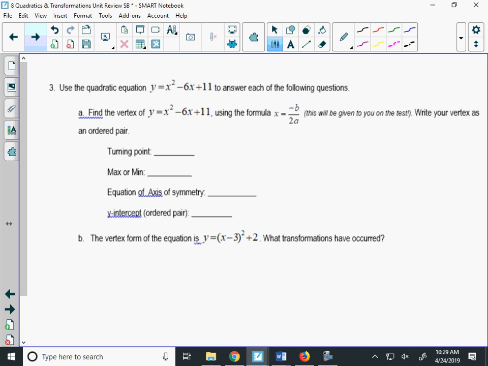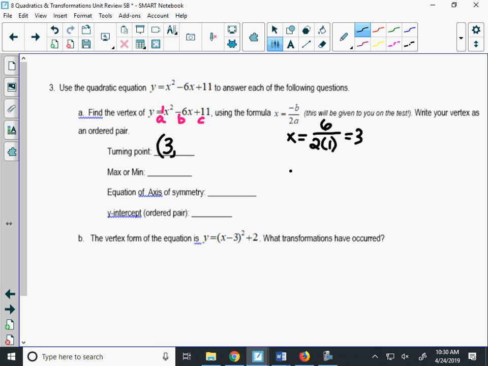All right, so you need to know what a, b, and c are in order to use this formula. So remember, a is the number in front of x squared. Here it's a 1, b is -6, c is 11. Now to use this formula to find the turning point, it finds the x value of the turning point. So you're going to take the opposite of -6, which is +6, divided by 2 times 1. That equals 3. That tells me my turning point, my vertex, has an x value of 3.